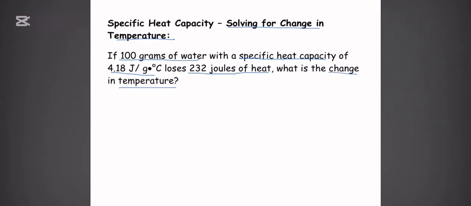What is the first thing that you're going to want to do? So firstly, we want to write down our formula, which is Q equals mc delta T. And then we want to start substituting. So now let's go ahead and substitute the information from our problem into the formula.